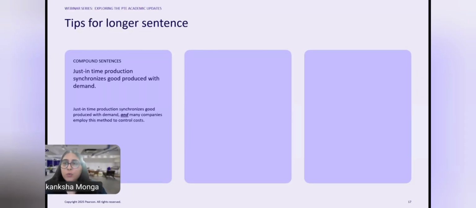So joining two sentences with the use of a simple conjunction like and. Just-in-time production synchronizes goods produced with demand, and many companies employ this method to control costs. So there were two things that were similar about the same topic. They have now been made into one long sentence. So that is one way of writing longer sentences.